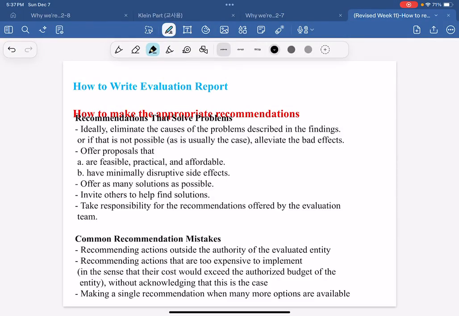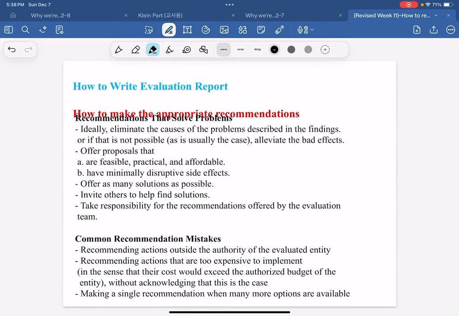Also, even though there are many recommendations, if the evaluator provides just one recommendation, it's not good. And if you have many ideas and options, try to provide as many options and recommendations as possible. Okay. If you need to, you need to make the memo.